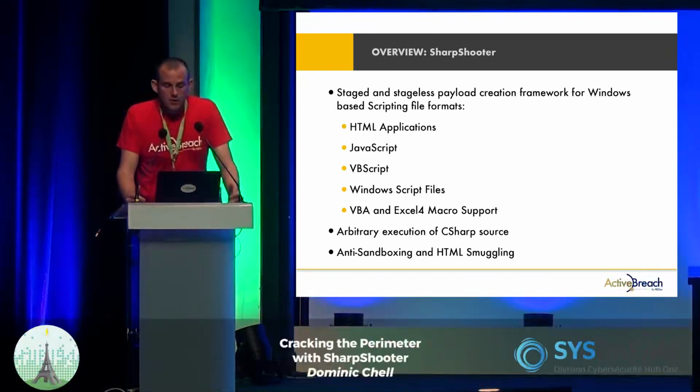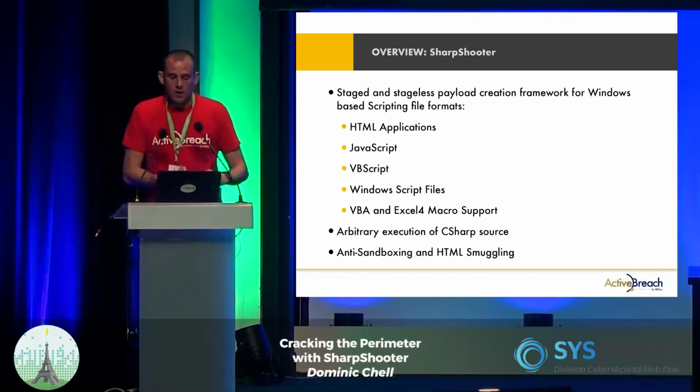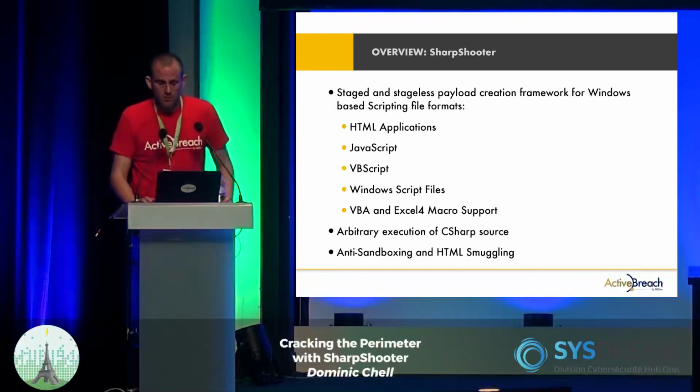the payload, which is the stager. This will then retrieve the main payload, which in our case is some C# source code. When I say stageless, I basically mean that the full code is embedded inside the script file, and that's what we'll execute when it's run. I included some defensive evasion techniques inside the tool, things like sandbox detection and a technique called HTML smuggling, which I'll talk a little bit about later.